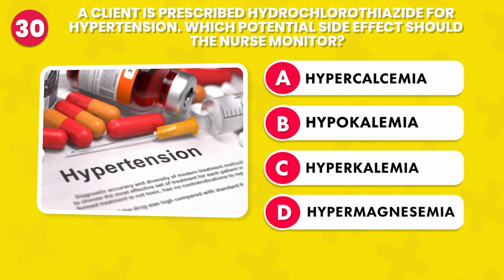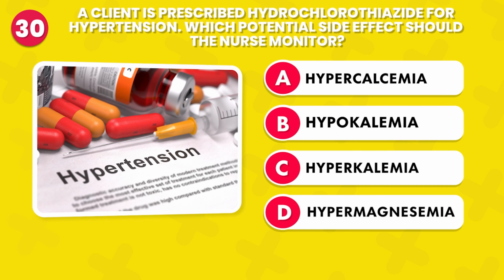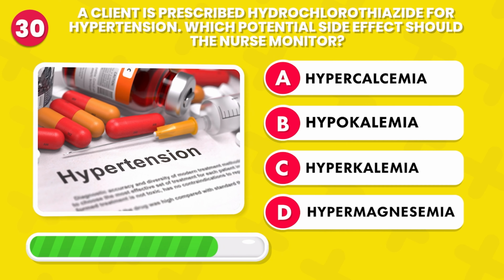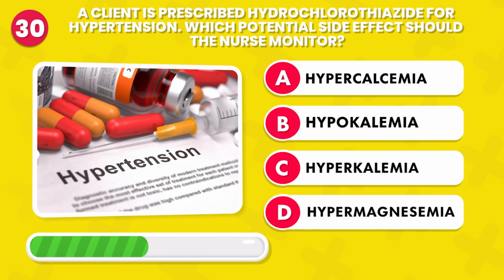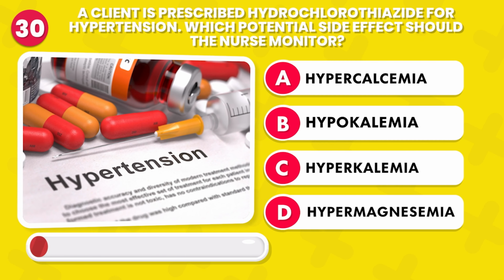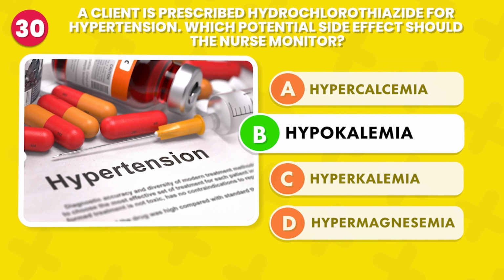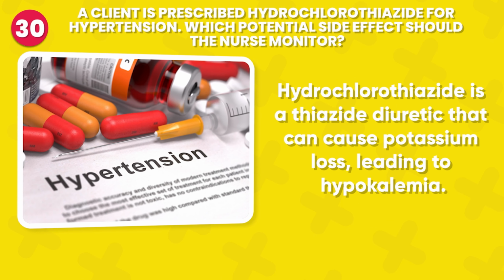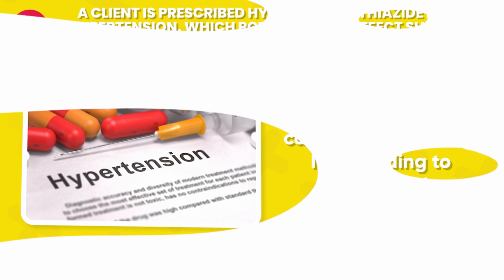A client is prescribed hydrochlorothiazide for hypertension. Which potential side effects should the nurse monitor? A. Hypercalcemia. B. Hypokalemia. C. Hyperkalemia. D. Hypermagnesemia. It's B. Hypokalemia. Hydrochlorothiazide is a thiazide diuretic that can cause potassium loss, leading to hypokalemia.